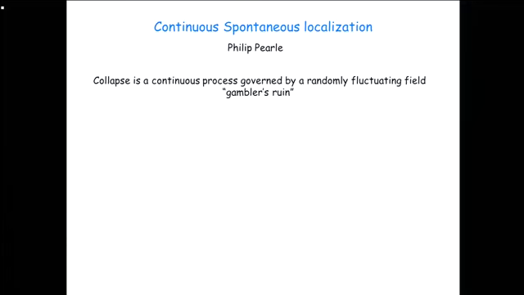So he wanted something that was a continuous collapse mechanism. I'm not going to go into the details of the model, but I'll give you the rough idea for how it works. Collapse in his model is a continuous process, which is governed by a randomly fluctuating field. So rather than just these random numbers that are generated, you have a random field. And roughly speaking, the way it works is that the different branches of the wave function effectively play a kind of game. But let me describe the game to you, and then I'll say what happens to the wave function. There's a game called Gambler's Ruin, where you have two people. Let's say they have $100 between them.